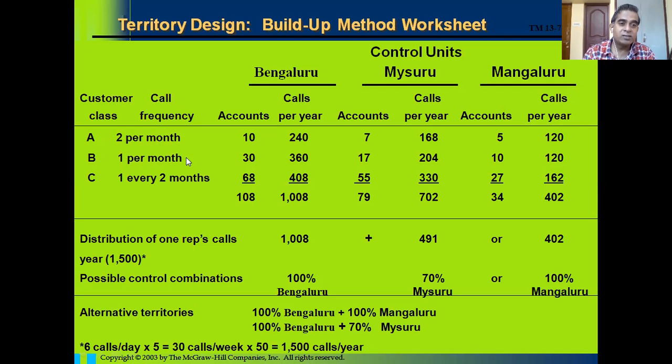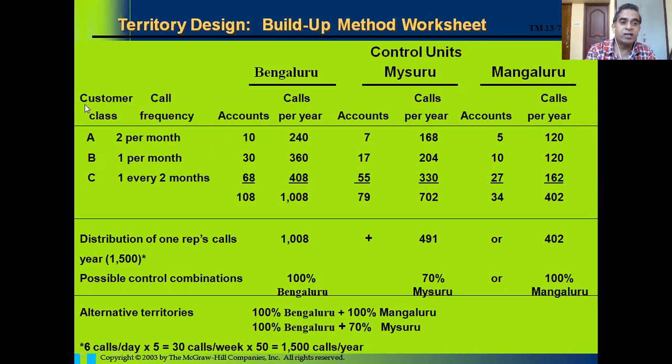Call here means sales representative visiting the customers. The sales representative has to make 2 visits to A class customers, 1 visit for B class customers in a month, and for C class customers, 1 visit in 2 months. These are repetitive in nature, every month, once in 2 months. How many calls will be there, that will go for the next step.